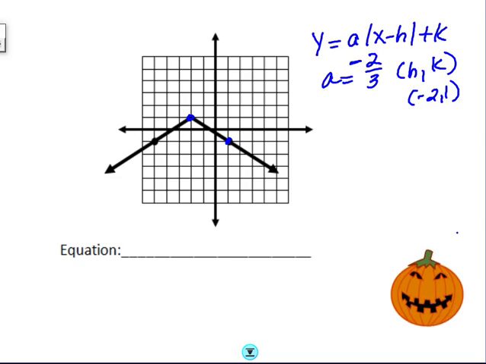Alright, now we're ready to put it all in. So y equals, don't forget about that part, negative 2/3, x minus a negative 2, which makes it plus 2, plus 1. There's my equation.